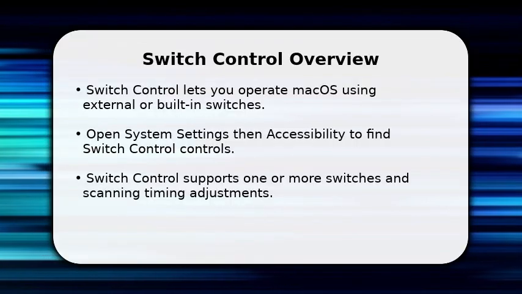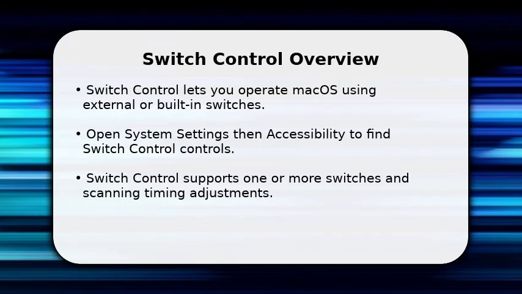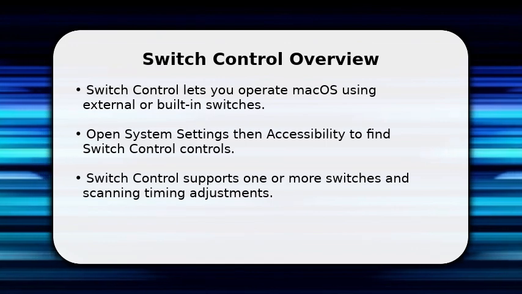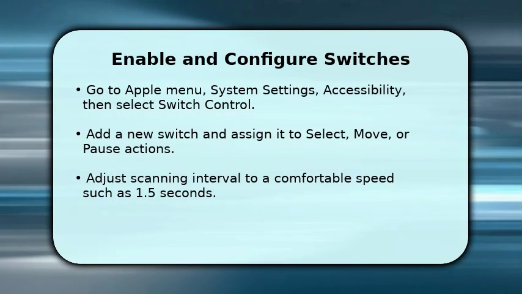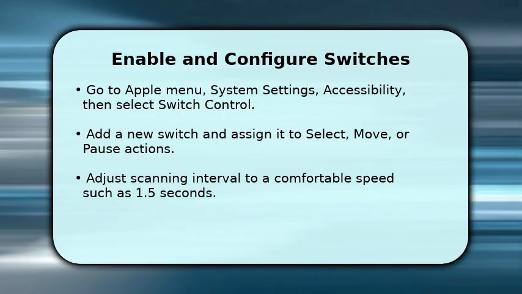Accessibility settings contain the controls you need to configure scanning and actions. Follow the next instructions to enable switch control and assign your primary switch input for reliable use. Open the Apple menu and choose System Settings to begin configuration. Navigate to Accessibility, then select Switch Control from the list.